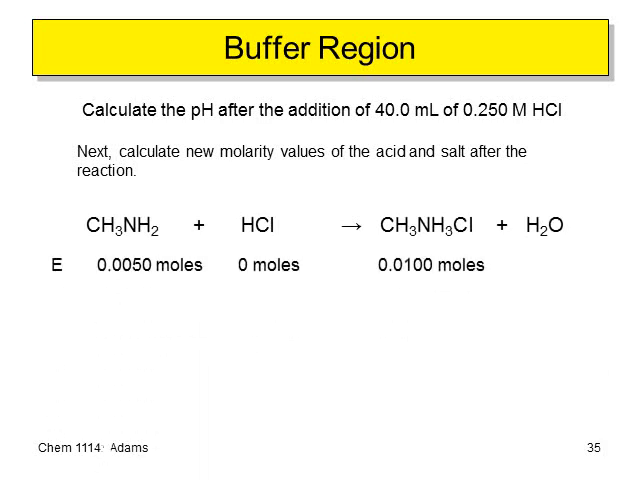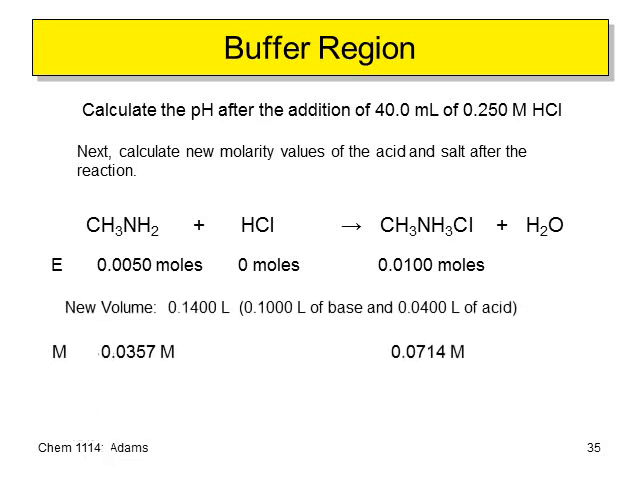Step 2, that's from the previous slide, is we're going to calculate a new total volume and new molarity values. For the new total volume, I've always had 100 milliliters from the base, and I've added 40 milliliters at this point in time from the acid. Moles divided by volume will give new molarities, and I have new molarity values for the weak base and its salt.